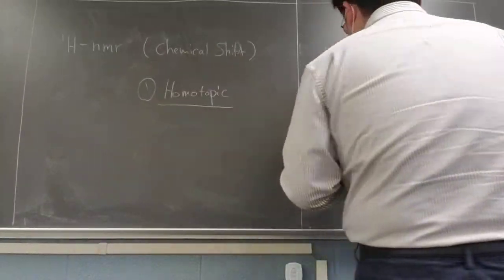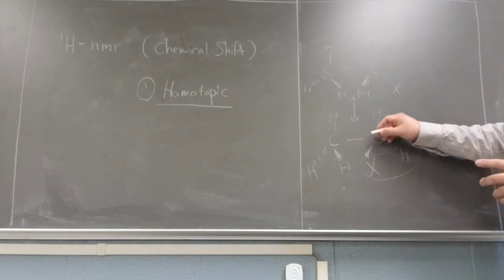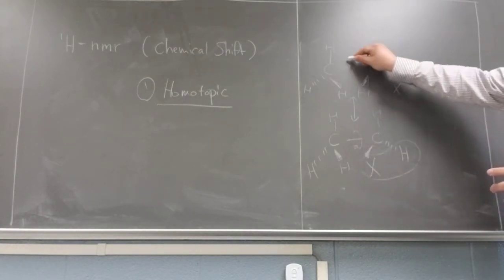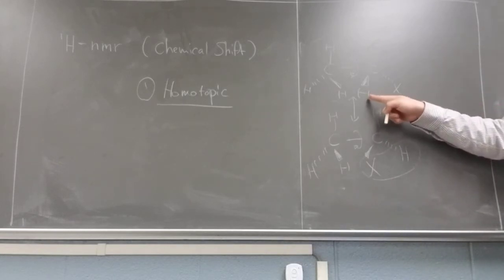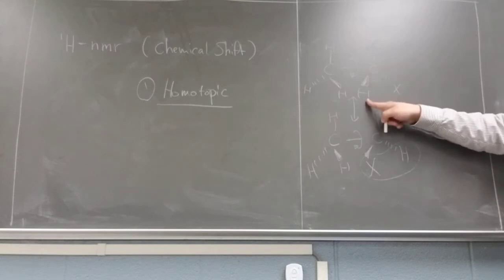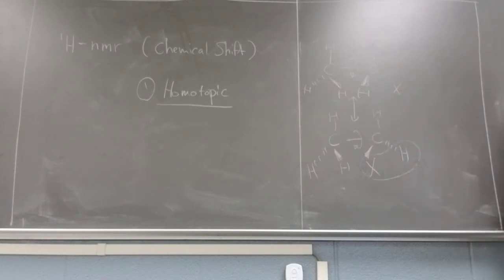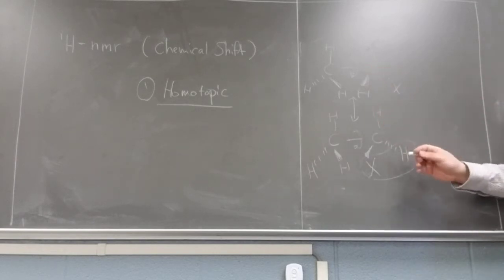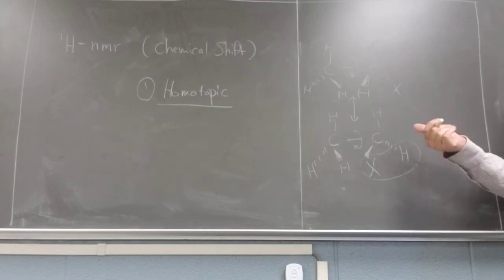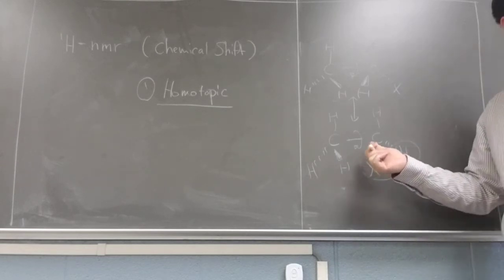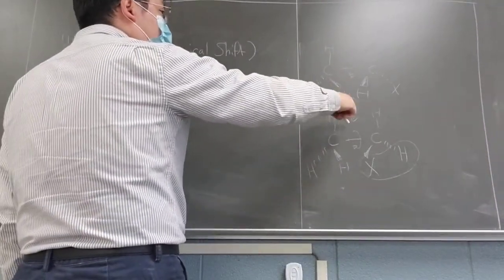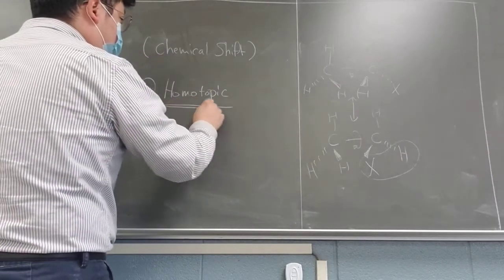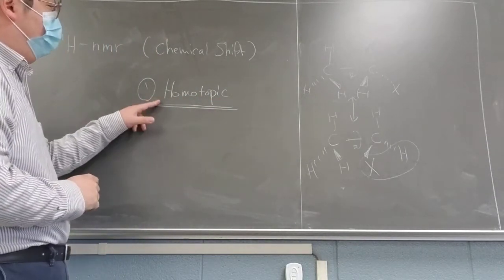This is actually a single bond, right? You can just rotate it. You can find out that even though you switch different protons on the same carbon with X, it will actually be the same compound. Makes sense, right? If you just rotate it, it will be just that one. So even though you switch the different protons on the same carbon, they give you the same identical compound. That's why we name it homotopy.